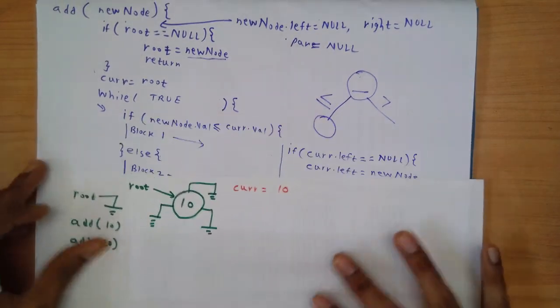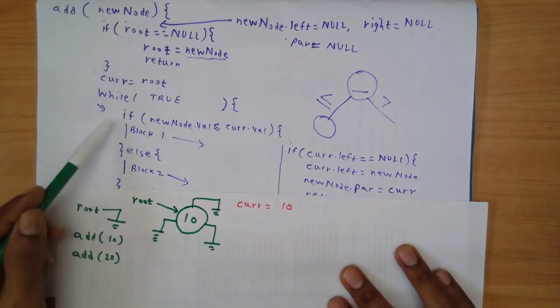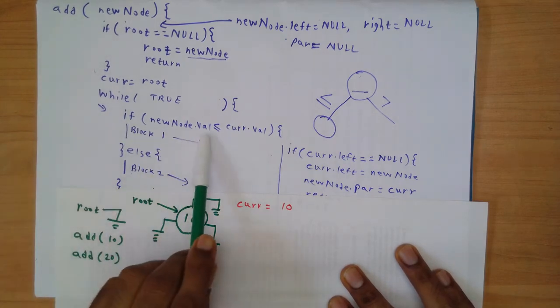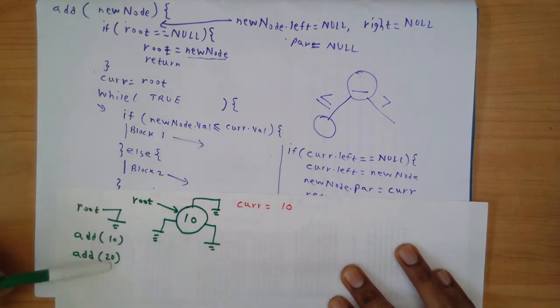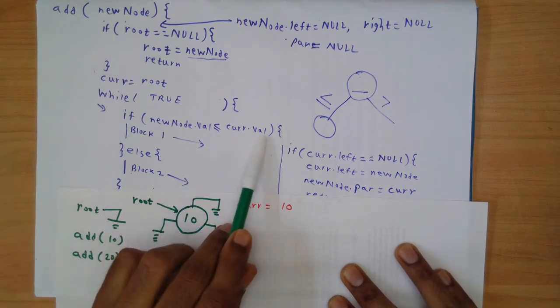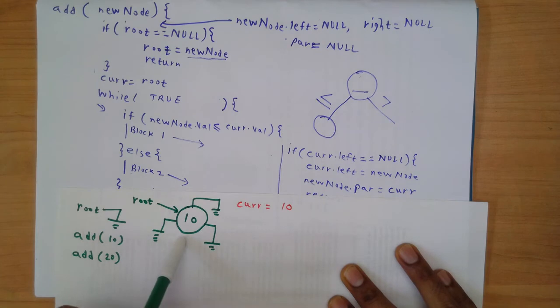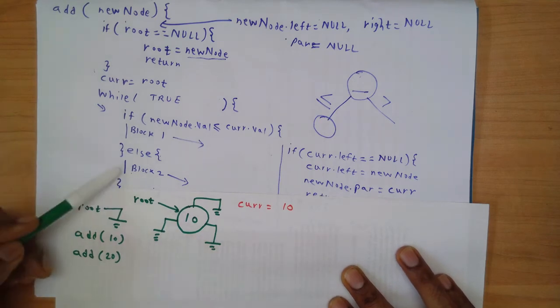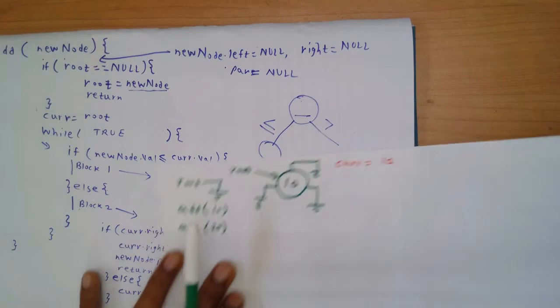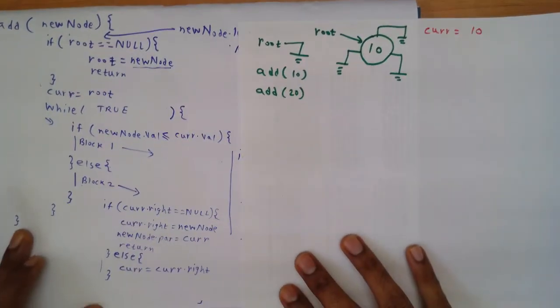We will enter our loop and ask the question, our new node dot value is 20, is it less than or equal to current dot value? That's not true. The new value that we are trying to insert is greater than the value in our current node. So we have to go to block 2. And what is block 2? Let's see block 2. Okay, so this is our block 2.